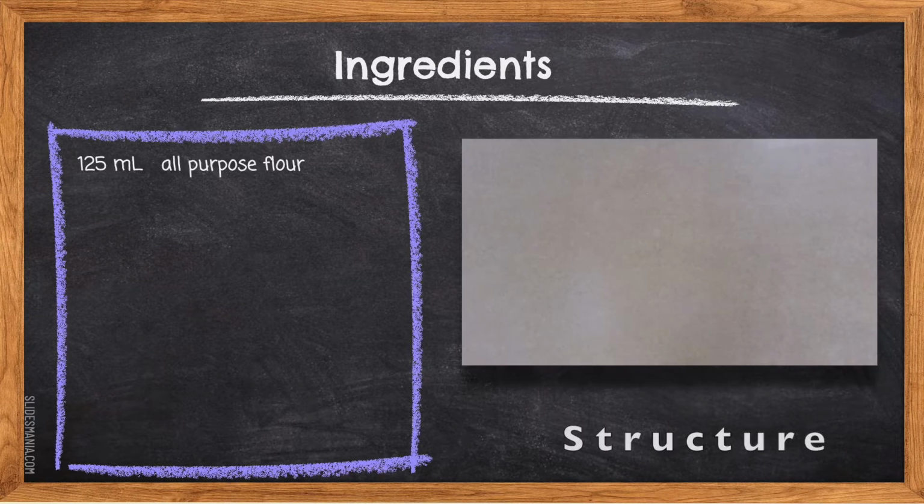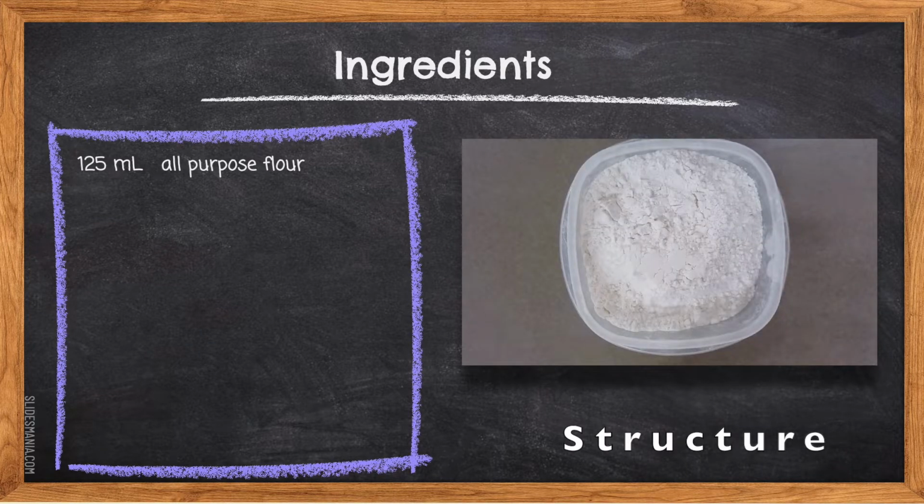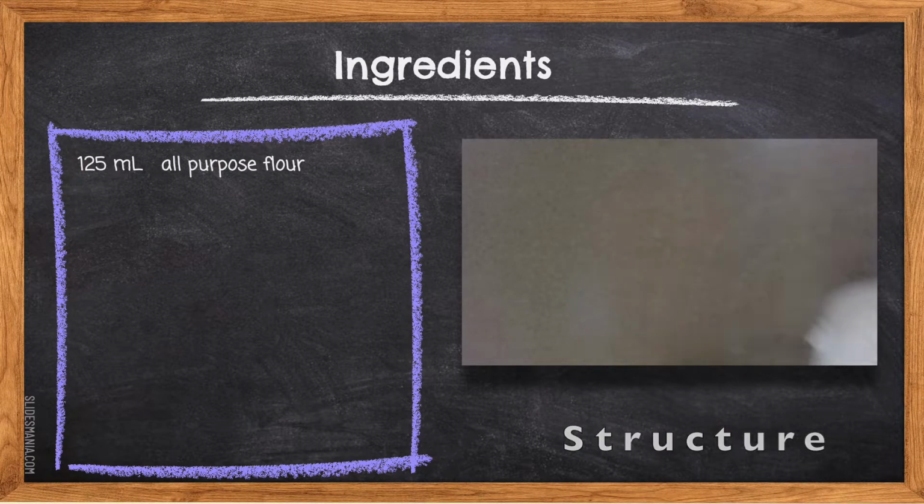Ingredients: 125 milliliters all-purpose flour. Flour will provide structure for our cookie. Gluten is the protein found within flour that, when combined with a liquid, will form strong elastic strands. Heat from the oven will harden this protein, creating the structure for our cookie.